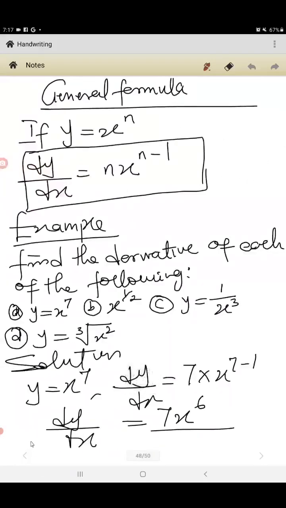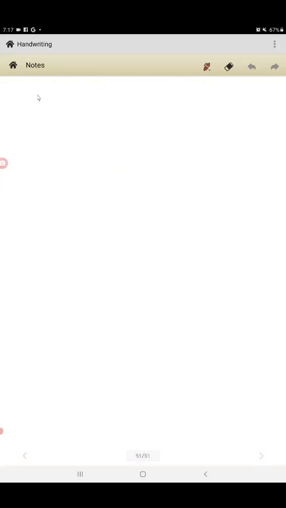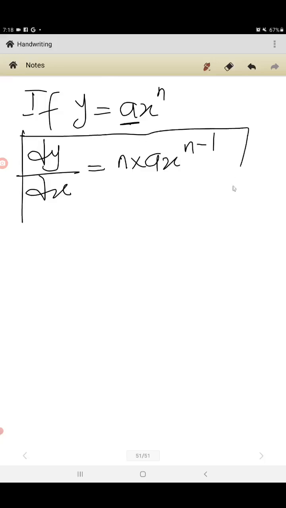So the second part of the same general formula can still be written in this form. For example, if y is equal to ax raised to power n, where a is a constant, you just follow the same procedure to say that dy over dx will be n times ax raised to power n minus 1. So this is how it will look when solving. Let's solve some examples related to this.